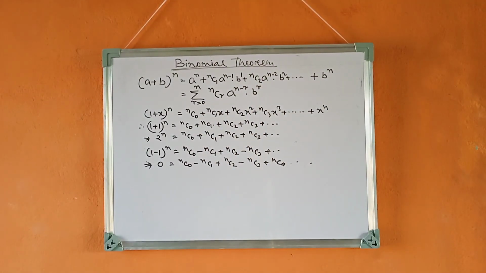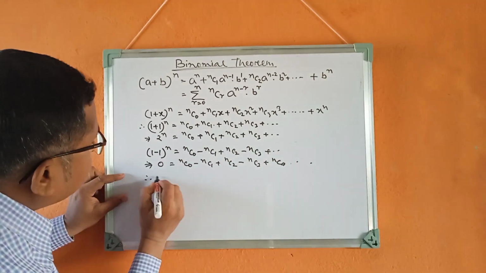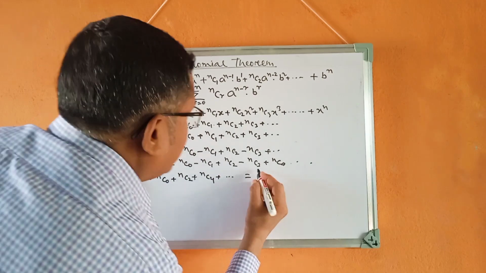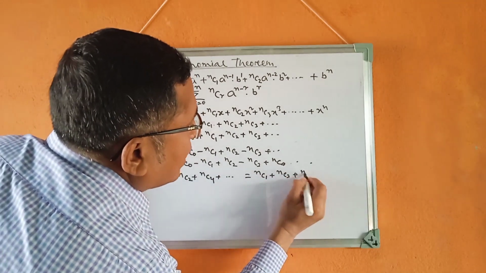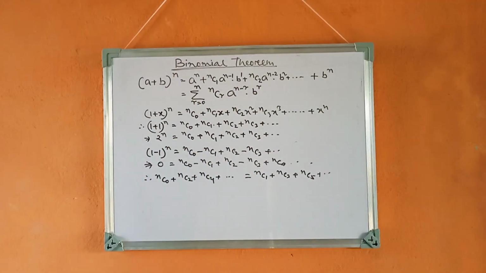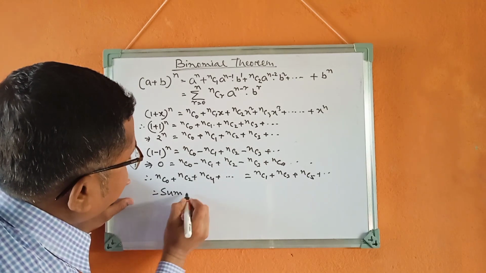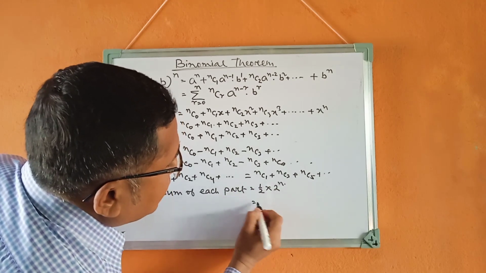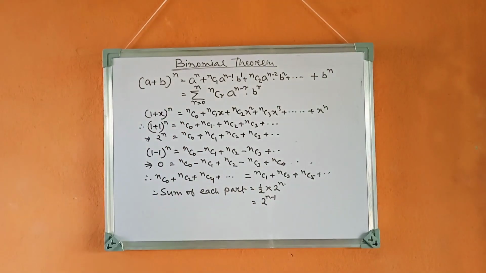Now see what happened. Using this equation we can write nC0 + nC2 + nC4 + ... equal to nC1 + nC3 + nC5 + ... So the sum of each part is half into 2^n, so we get 2^(n−1), because 1/2 equals 2^(−1). So this is the special form.